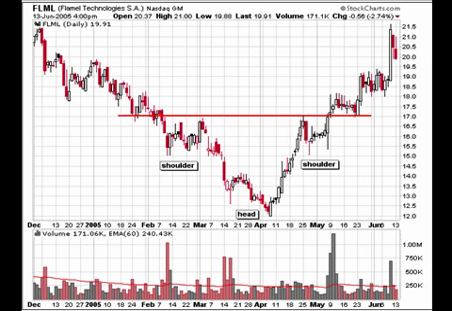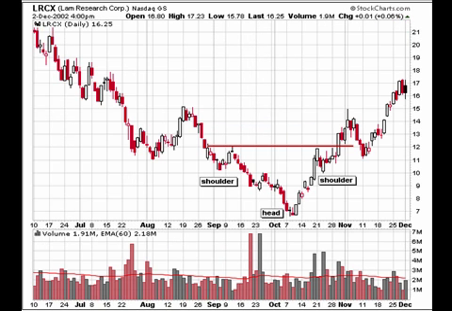Here's Flammel Technologies. Proportionally, the head is much bigger than the shoulders, but that's okay. The shoulders came down to the same level, so there is some symmetry. Volume surged on the breakout, and after testing the neckline, it was onward and upward. Ultimately, the stock came up a little short of its target, established from the depth of the head, but it got pretty close. Here's Lamb Research.